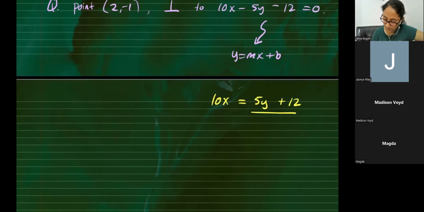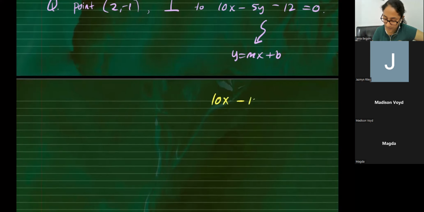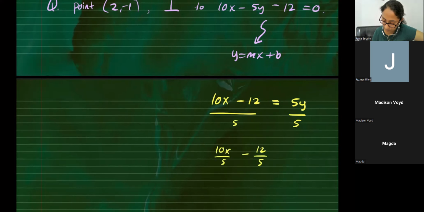And then I will divide both sides. Wait, hold on, sorry. Why did I do that? I backtrack. I don't want to do that. I just want to isolate y. So I will just add 5y to both sides. So keep the -12 on the left side. So this is what you get. And now I can divide both sides by 5. So I have 10x over 5 minus 12 over 5 is equal to y. And if you simplify, 10 over 5 is 2, so 2x minus 12 over 5 equals y.